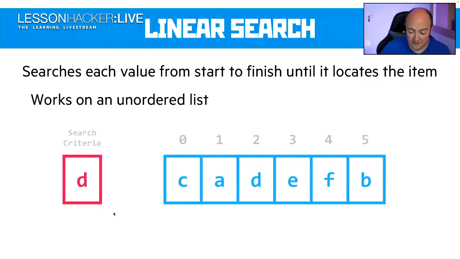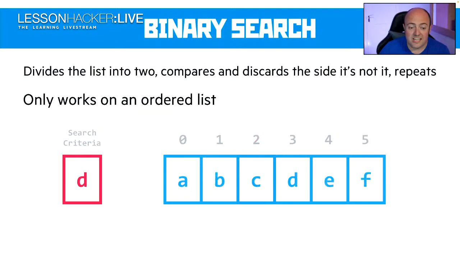Let's imagine that I'm looking for D. What I do is start in the first position and I say, is this D? No. I move on to the second one. Is this D? No, it's not. Let's go to the next one. Is this D? Oh, it is. Score. So we return the index.